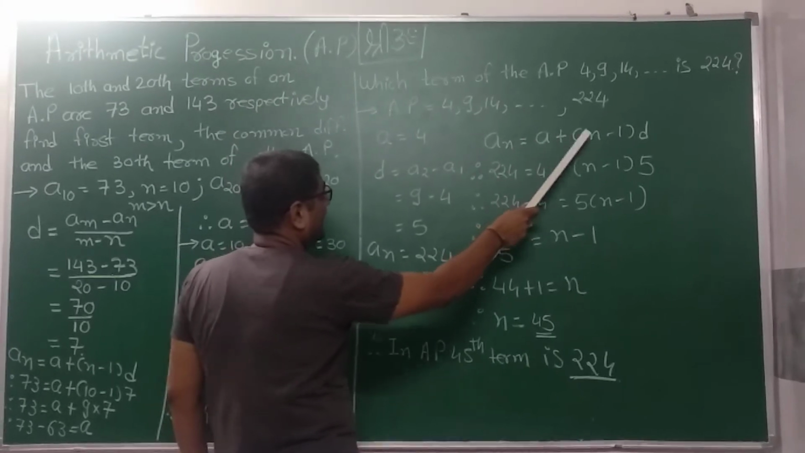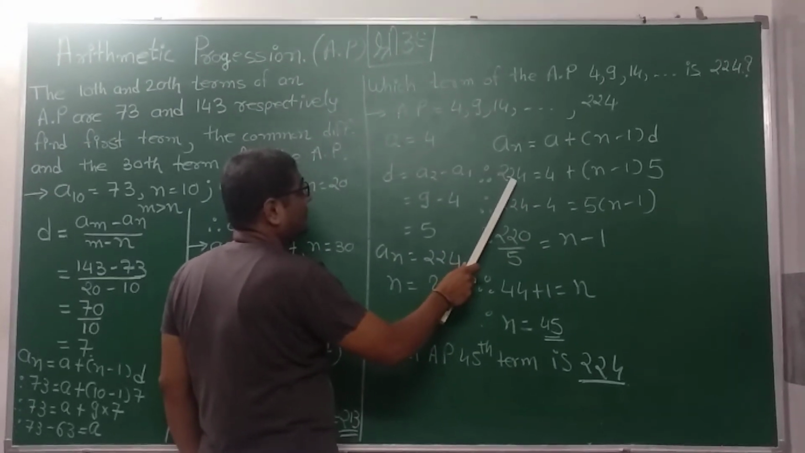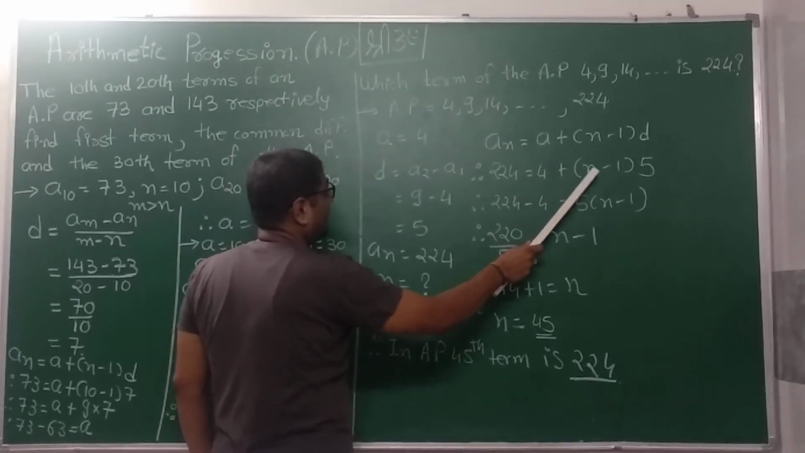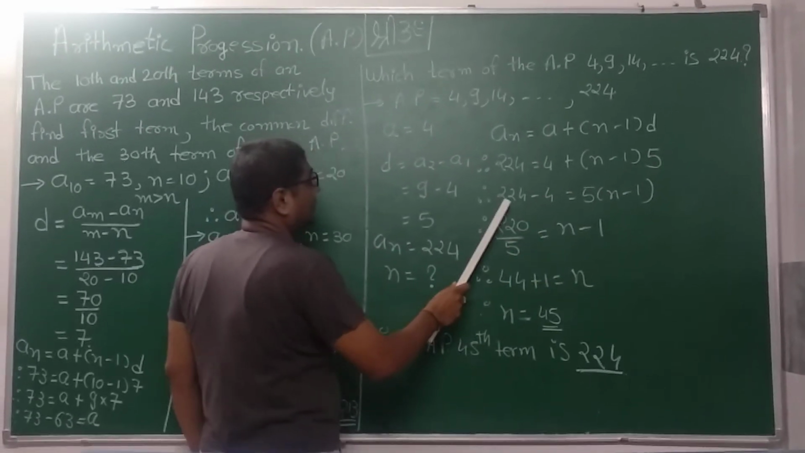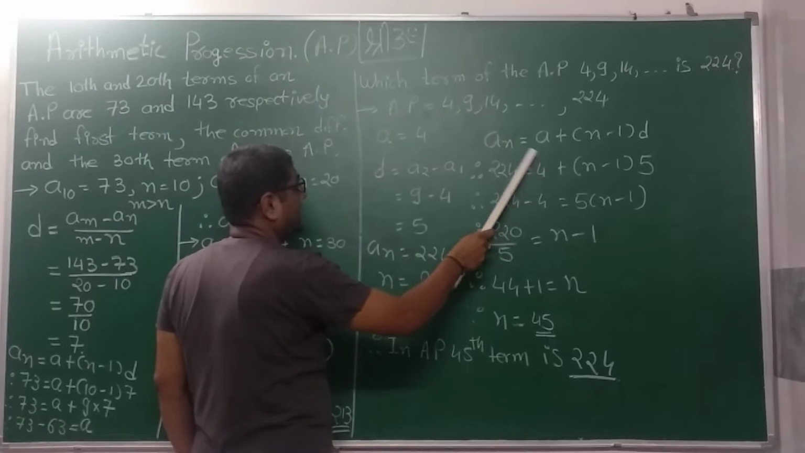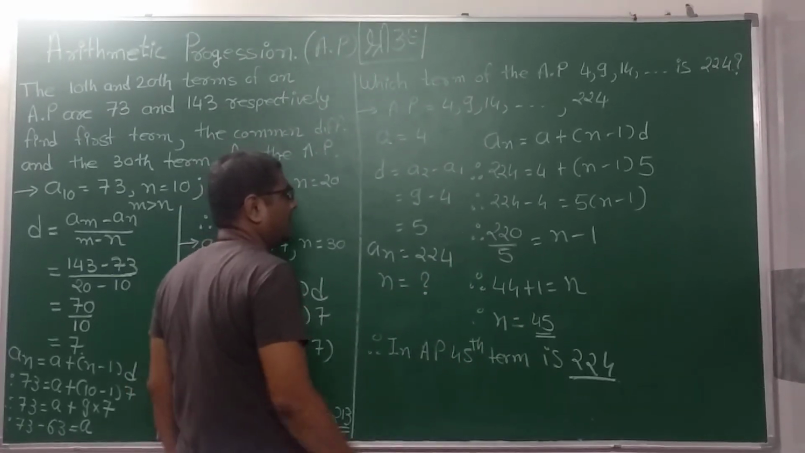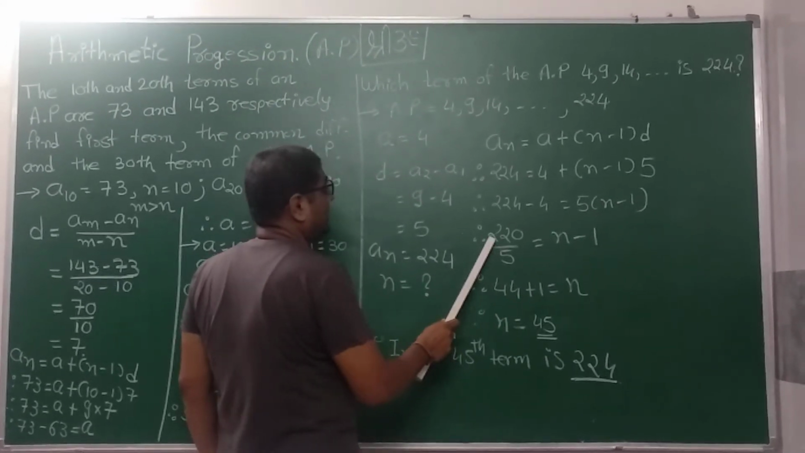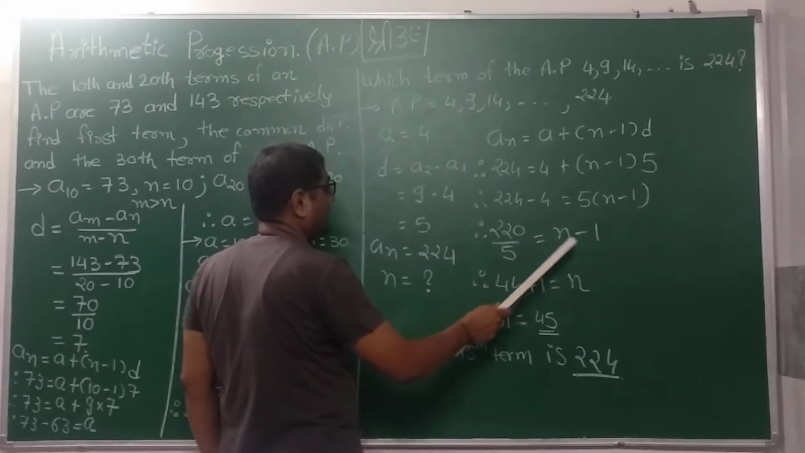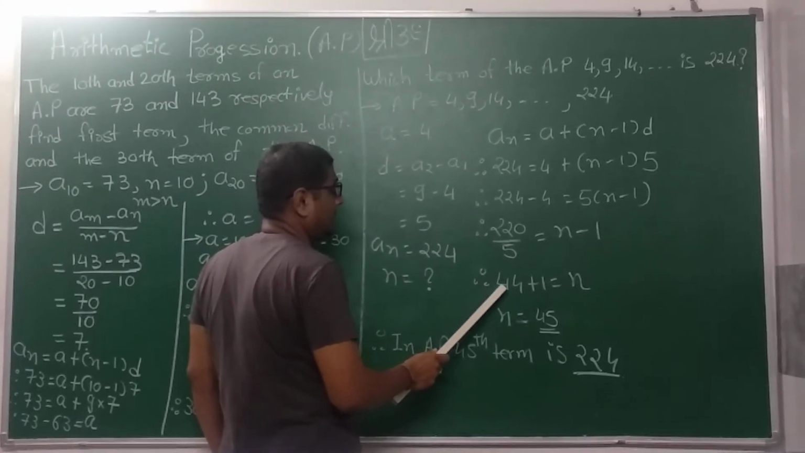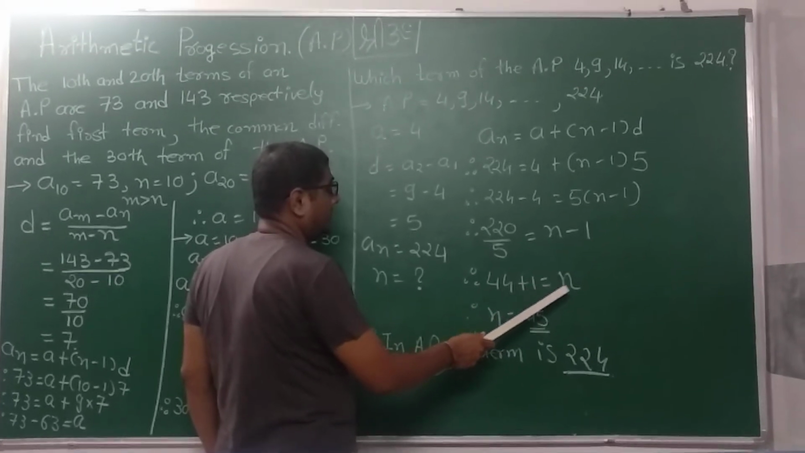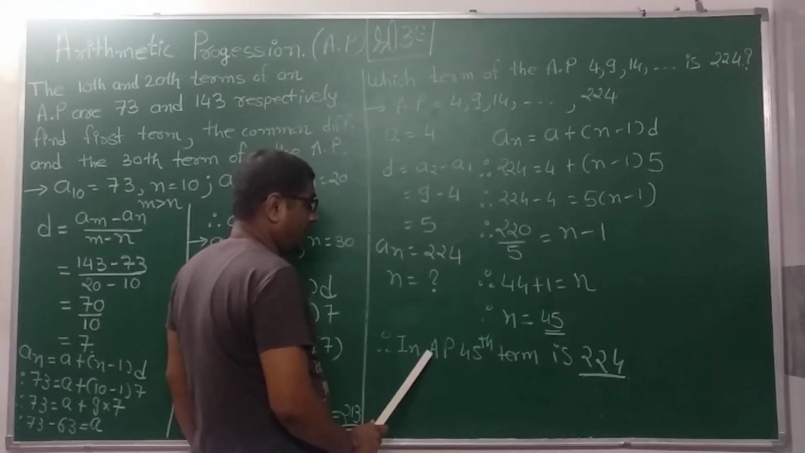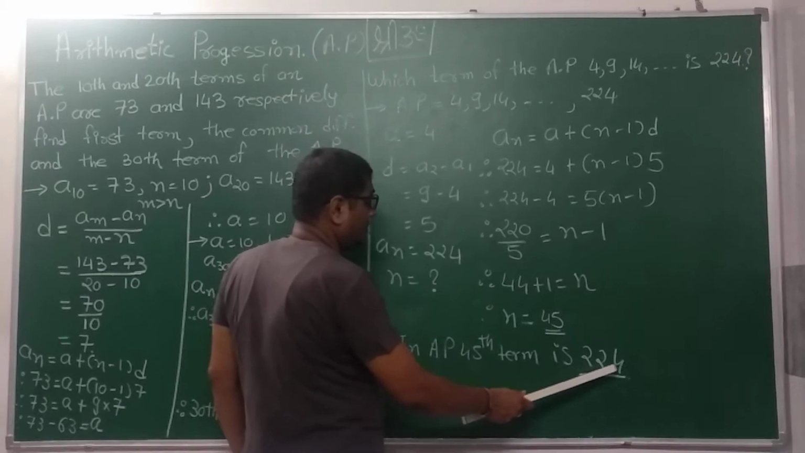an is equal to a plus n minus 1 into d, so 224 is equal to 4 plus n minus 1 into 5. So 224 minus 4, application of linear equation, if we transpose the side, then plus becomes minus, is equal to 5 into bracket n minus 1. That is 220 divided by 5 is equal to n minus 1. We have to do cancellation, that is 44 plus 1 is equal to n. So n is equal to 45. So in the AP, 45th term is 224.